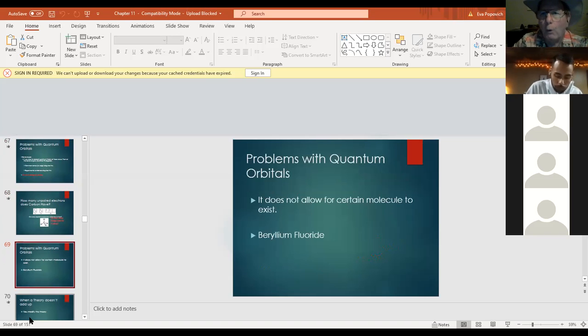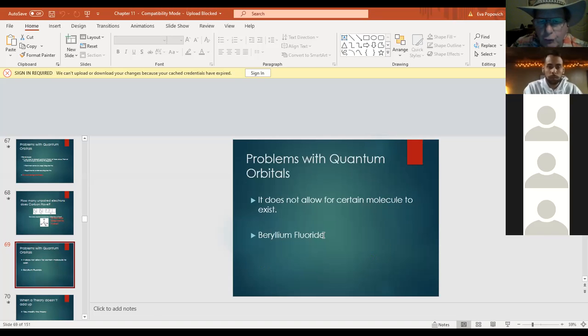The molecule BeF2 exists. I want you guys to draw that. Beryllium has, I've got to sit here and look. Beryllium has 2. Never mind.